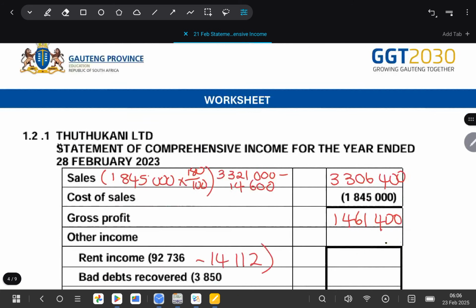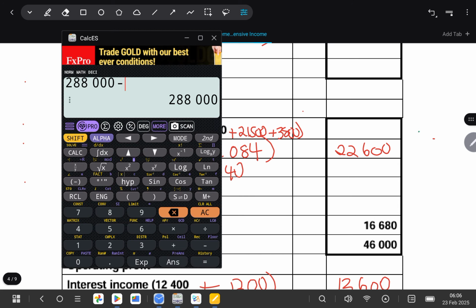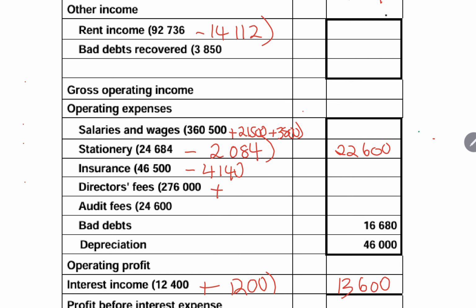Okay, let's go to our answer. Under director's fees, you don't have space, but you can use the space from this side here to show your calculation. So let's see, if we say 288,000 minus 276,000, it shows us that we are short of 12,000. So here under director's fees, we'll just say plus 12,000, and then our answer will give us 288,000. This is how much we were supposed to pay, remember.